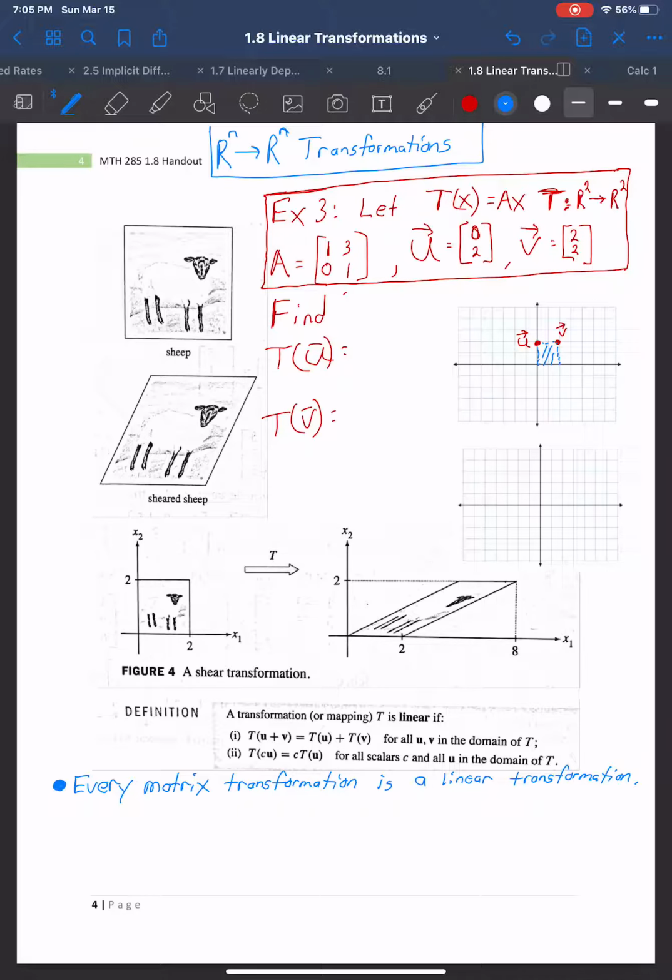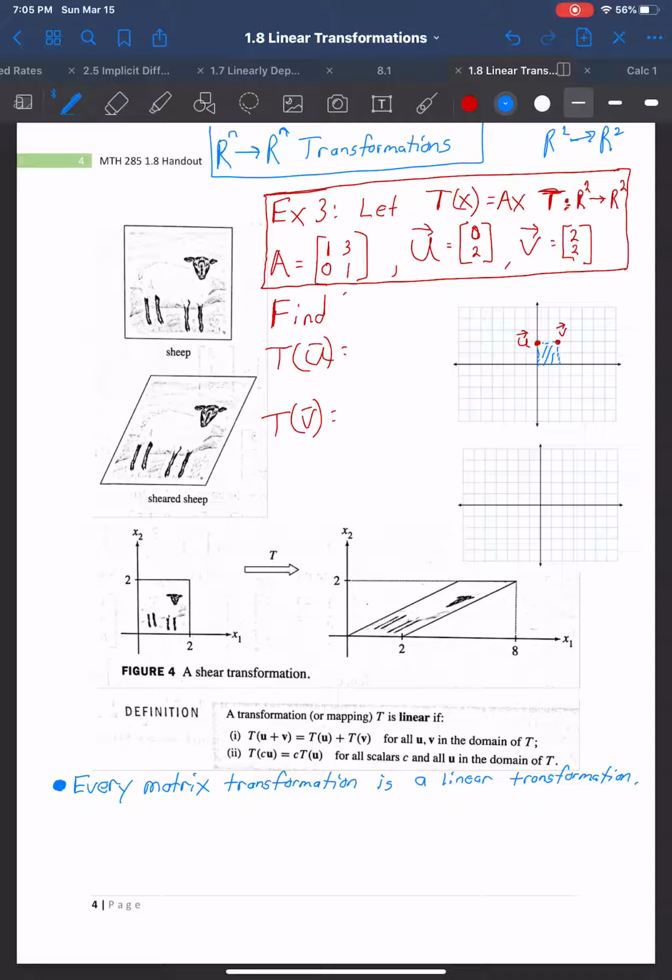Okay, so the majority of the transformations that we have done so far have been an R2 to an R3 or an R3 to an R2. But now we're going to stick with the same dimension. We're going to think about transformations from Rn to Rn. So that would mean an R2 to R2 transformation, where the input is 2 dimensions and the output is 2 dimensions. Now, example 3, I've written it here.